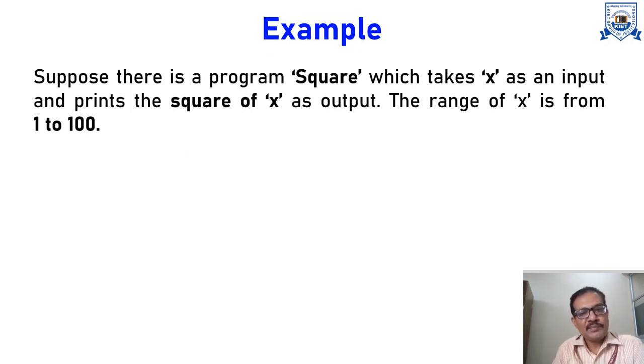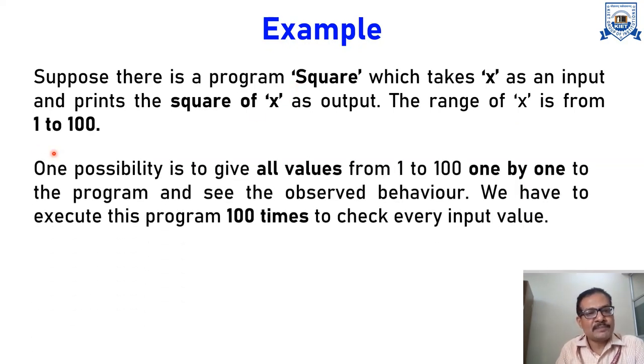We will look at one example here. Suppose there is a program named square, which takes x as an input and prints the square of x as output. The program calculates the square of the input value x, and suppose the range of x for the user is 1 to 100. One way to test this program is by providing all the values from 1 to 100 one by one: give input 1, then 2, then 3, and so on up to 100. That means you are going to execute this program 100 times.